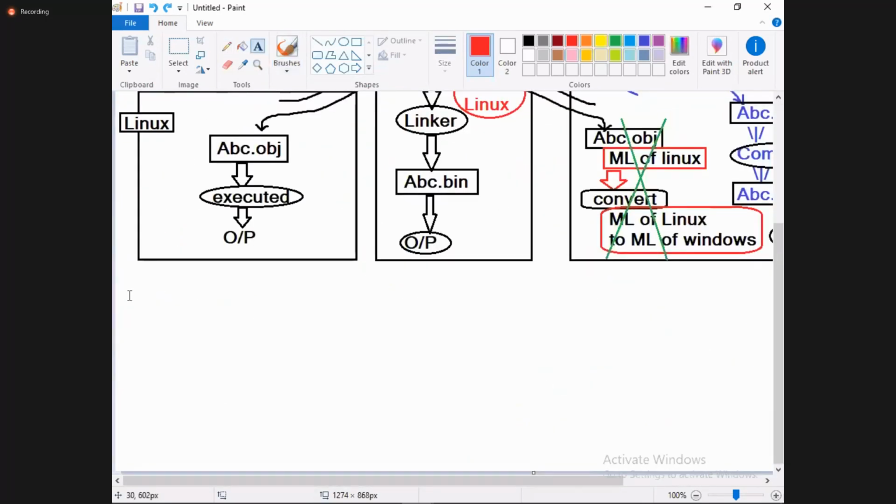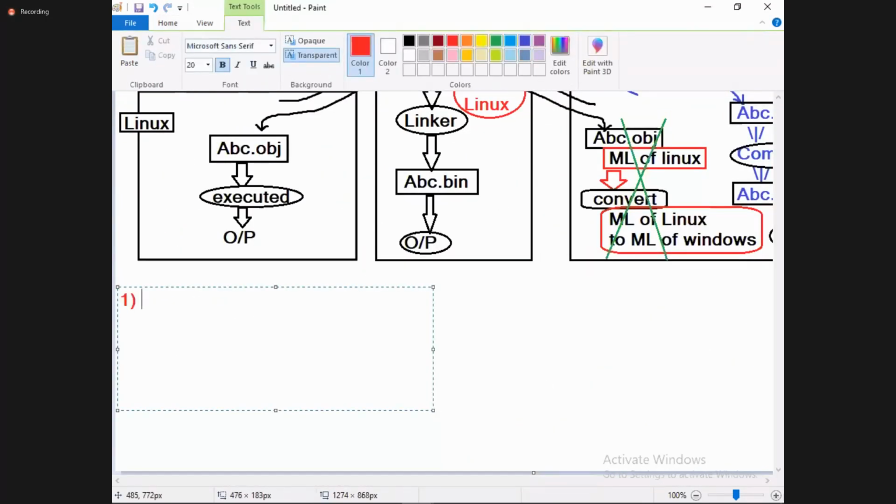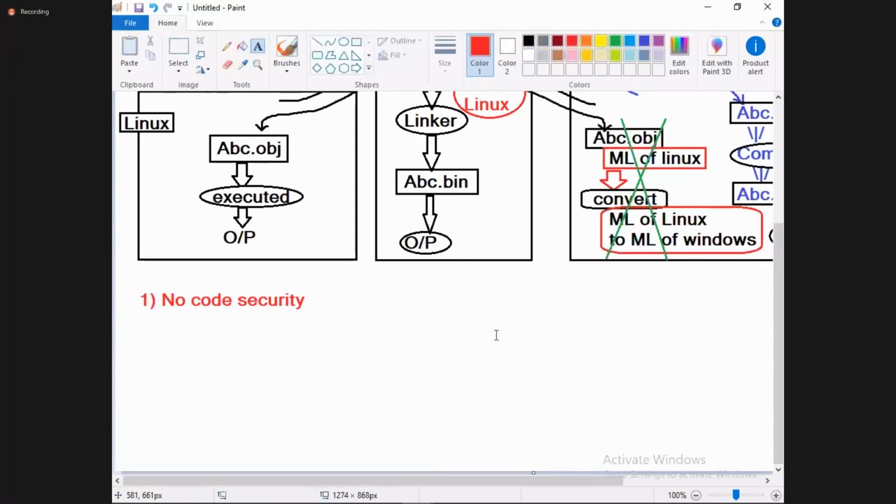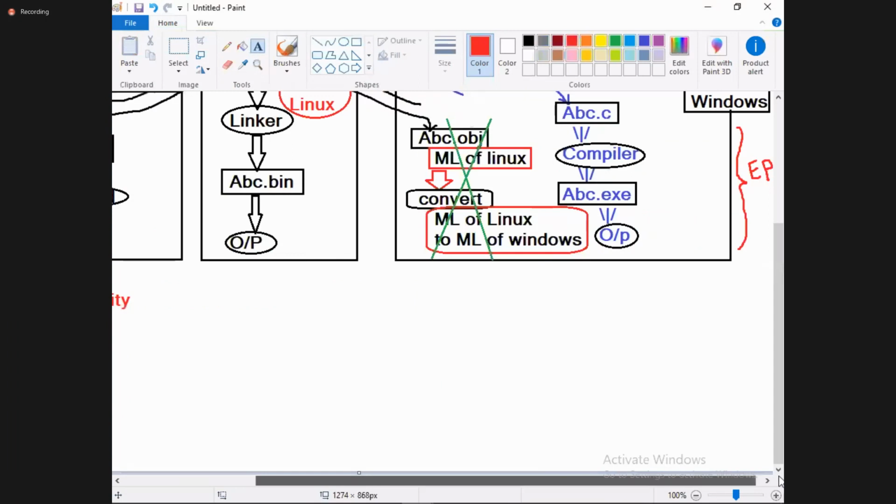Here we have two problems. Problem number one: no code security. Anyone can read your code. Anyone can use your code without your permission. That is problem number one.